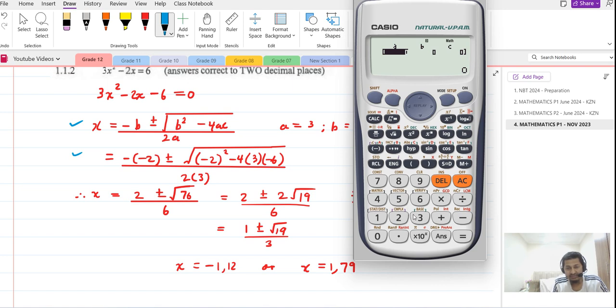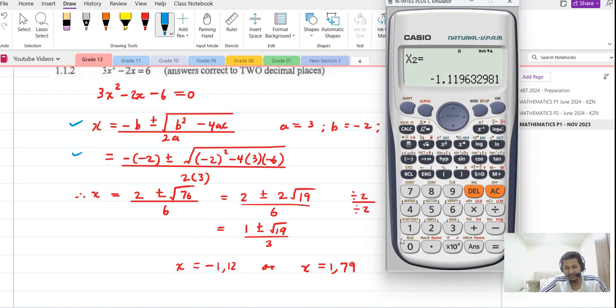Mod 5 3, so 3 and negative 2 and negative 6. Right, so you can see you're getting these answers, 1.79, and the second answer is negative 1.12. I hope you guys understand. Now you can only do this on the silver calculator. You can't really do it on the previous versions of this, like the black calculator.